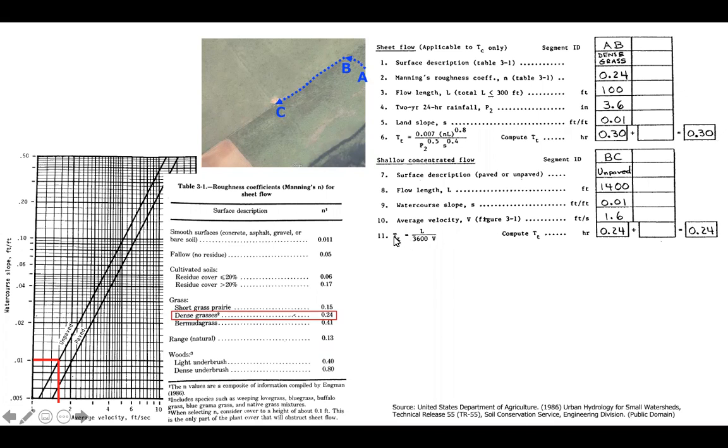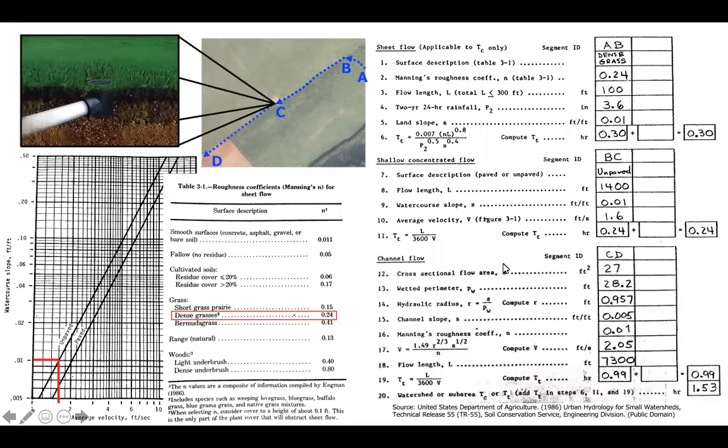Last, we use the equation T equals L over 3,600 times V to find the time of concentration based on that length and that average velocity. And we'll find here that it's equal to 0.24 hours. All right, so far, it has taken our drop of water 0.3 hours plus 0.24 hours, a total of 0.54 hours to travel from point A to point B to point C.